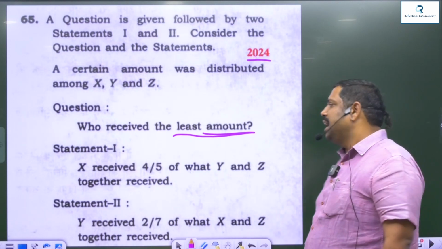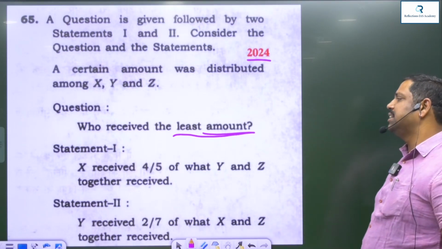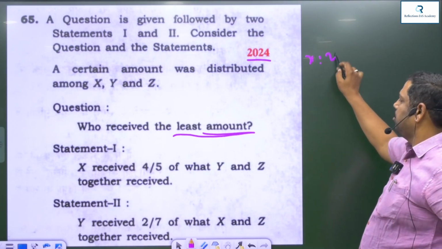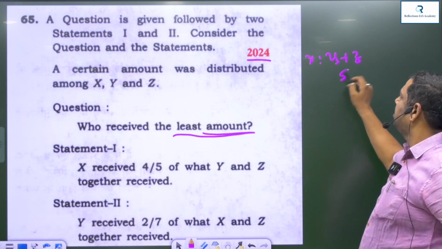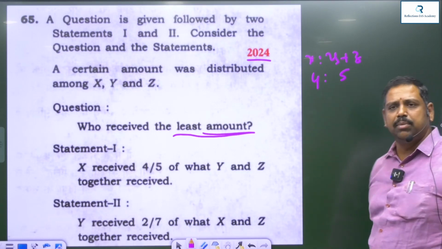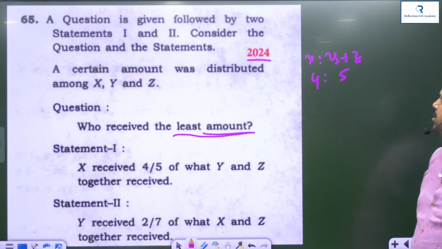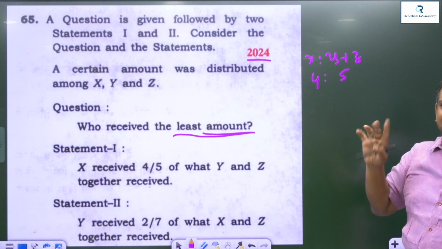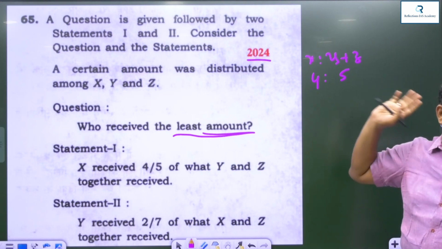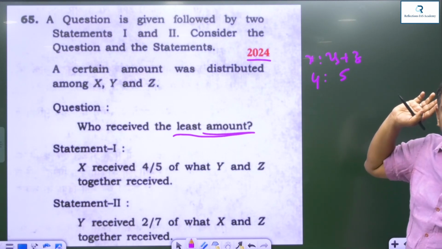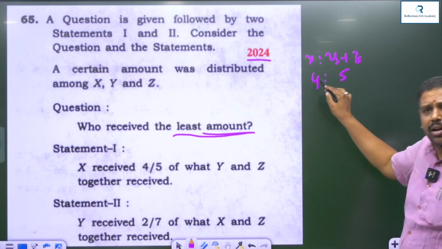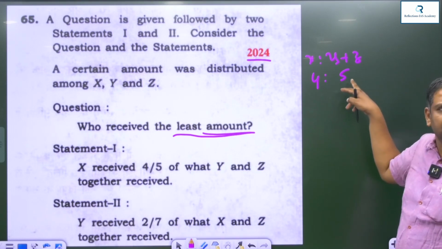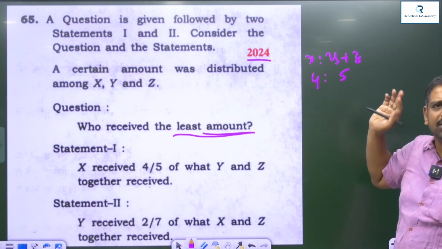Remember that. X received 4 by 5th of what Y and Z received. What's the meaning of that? X received 4 by 5th of Y and Z together. If they received 5 rupees, X receives only 4. That is the meaning of it, right or wrong? Okay. Here, these two together 5 rupees, he alone 4 rupees. That means that X is not the least one. Definitely, right or wrong? Okay, good. Because if he is the least one, both should be more than 4. More than 4 means it should be more than 8. Yes or no? That's why X is not the least one.